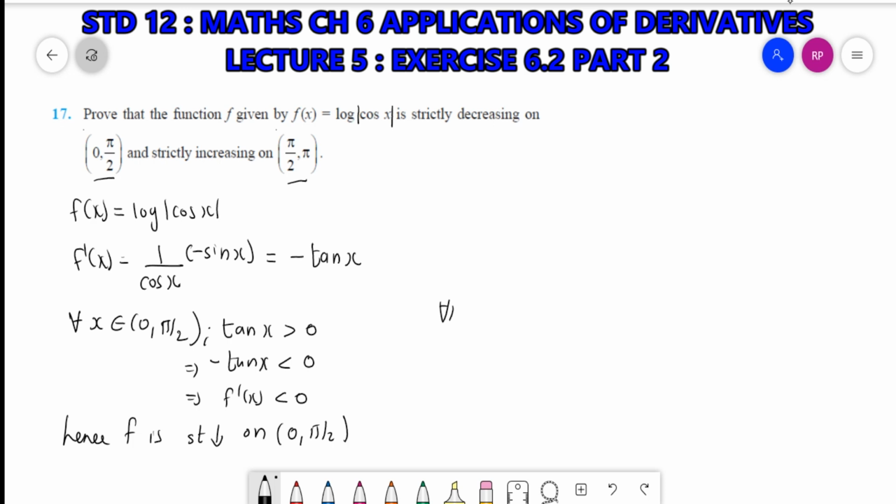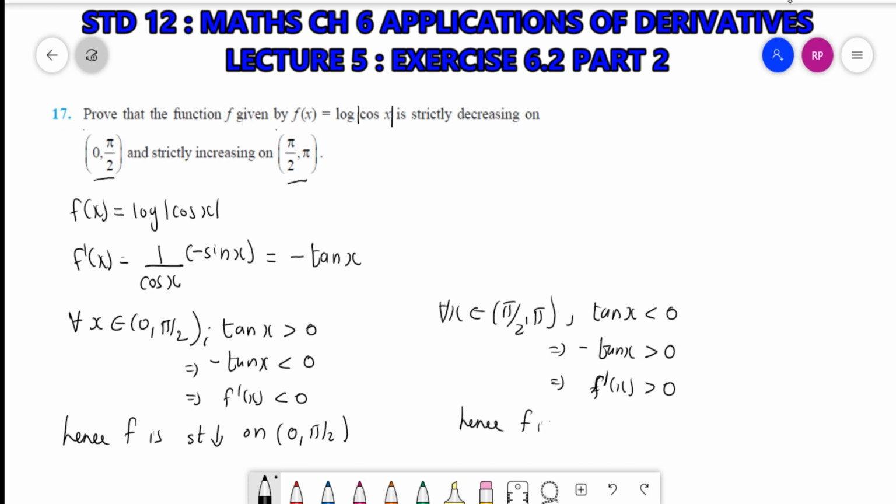Now, for every x belonging to pi by 2 to pi, that is in the second quadrant, tan is negative. So, tan x is less than 0. So, minus tan x will be greater than 0. So, that means f dash x is greater than 0. Hence, f is strictly increasing on pi by 2 to pi. Clear? So this was about question number 17. Just note it down.